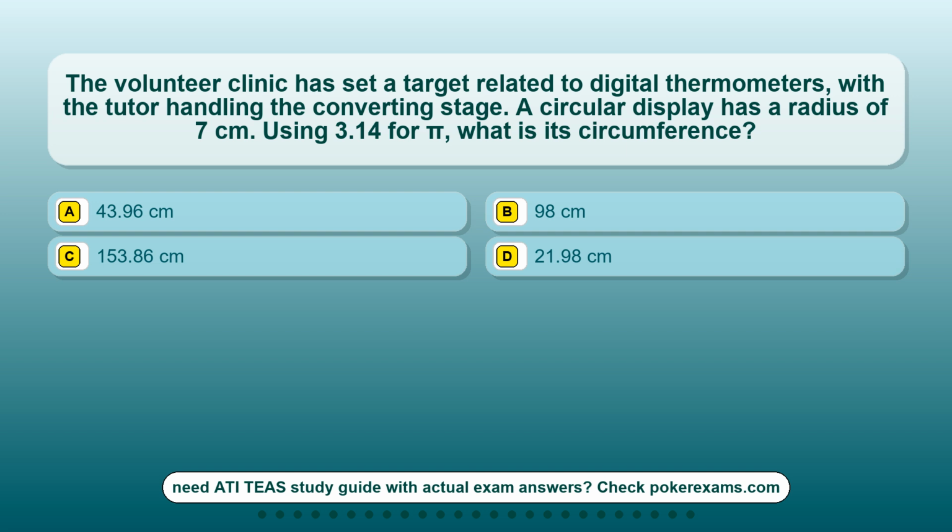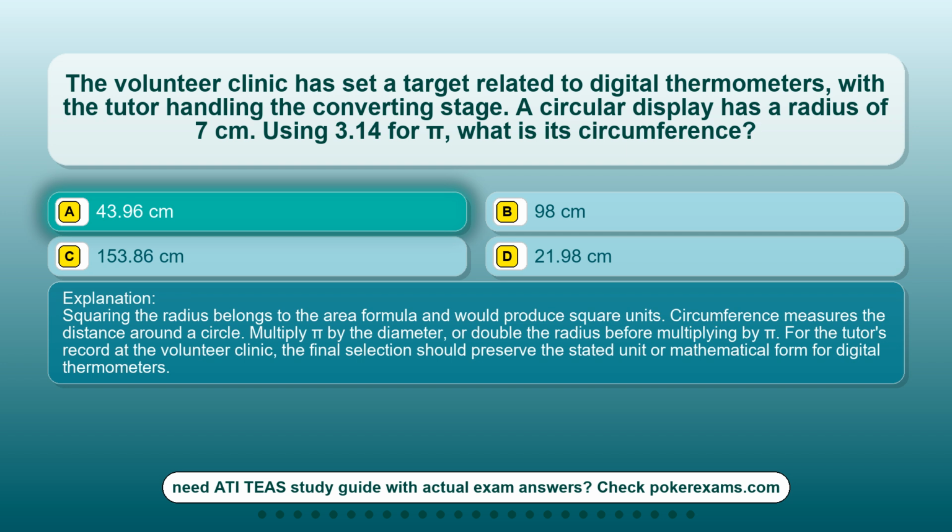Option B, 98 centimeters. Option C, 153.86 centimeters. Option D, 21.98 centimeters. The correct answer is option A, 43.96 centimeters. Squaring the radius belongs to the area formula and would produce square units. Circumference measures the distance around a circle. Multiply pi by the diameter, or double the radius before multiplying by pi.